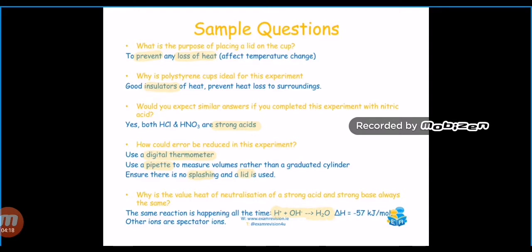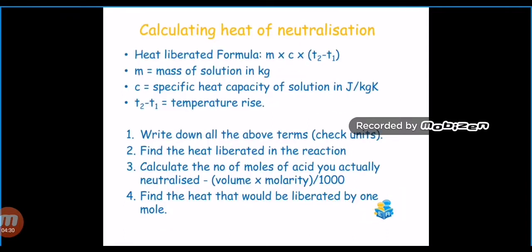And this will always have a heat value of minus 57 kilojoules per mole. All the other ions that are present are just something called spectator ions, and they're not involved in the main part of the reaction. So when calculating heat of neutralization, you can use the heat liberated formula that we discussed in our heat of reaction video.